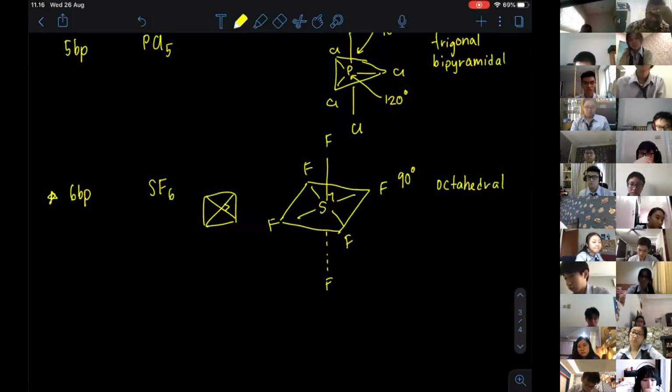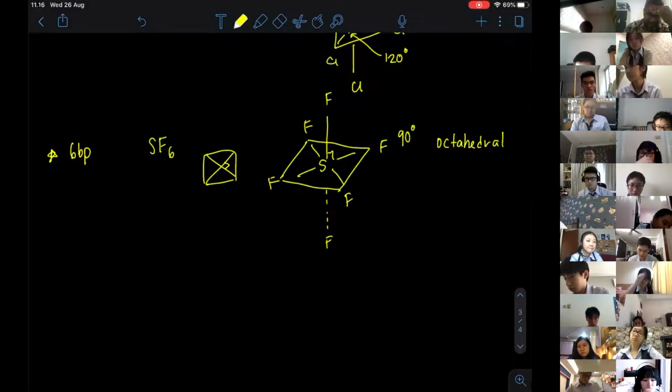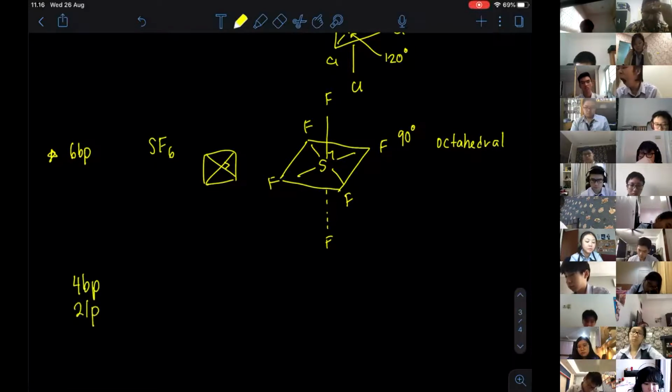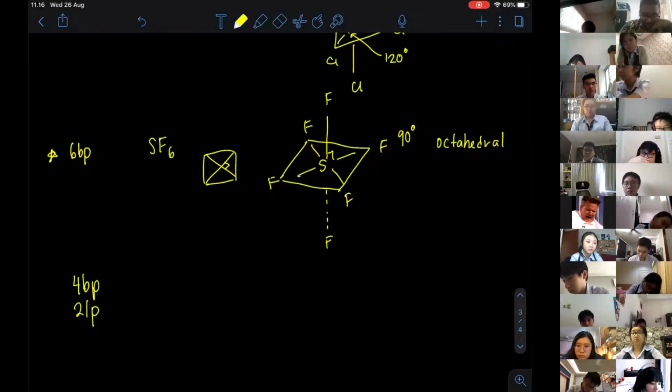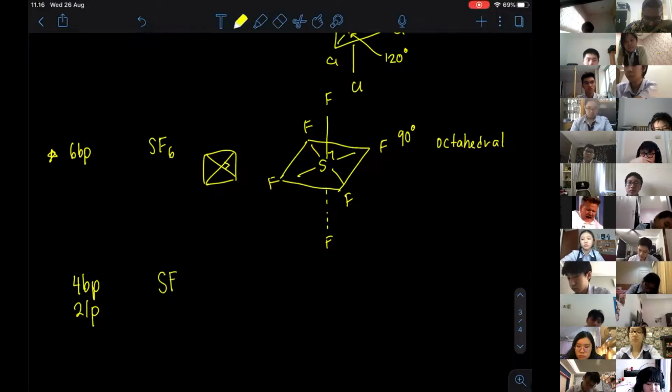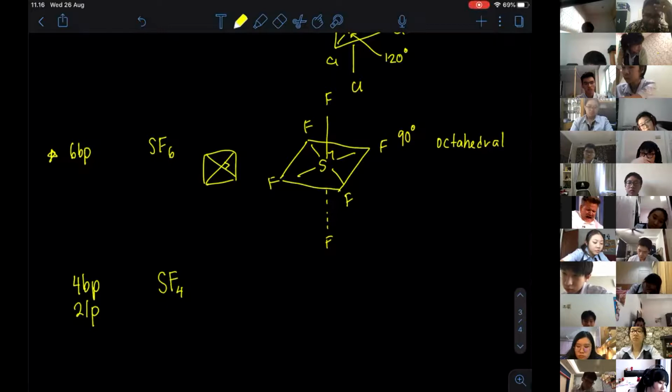One more example is when you have maybe 4 bonding pair and 2 lone pair. Yeah, Josh, Ken. So if you have 4 bonding pair and 2 lone pair, example SF4, or 4 bonding pair, 1 lone pair, or any kind of example other than SF6.